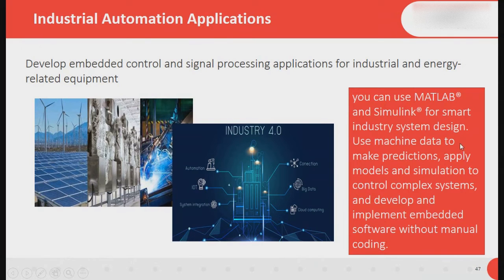Use machine data to make predictions, as in machine learning, apply models and simulate to control complex systems as well, and develop and implement embedded software without manual coding. So as I told you, your real plant, you can design the same real plant virtually, and that is called a digital twin. You can extract data from the real plant and apply it on the virtual plant, and you can predict the behavior of your system, how it is going to behave in the future. And further, this kind of machine learning application which predicts the behavior, you can deploy in embedded software and hardware as well.